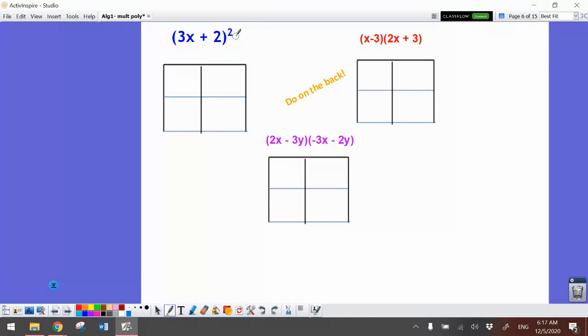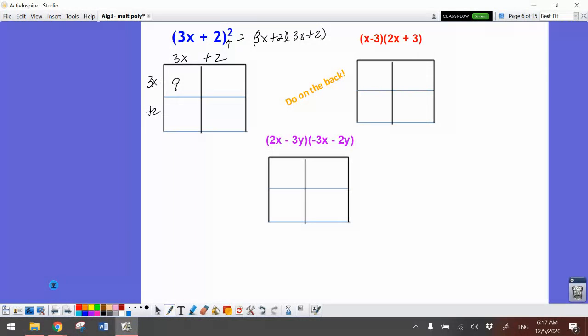So this next one, I want you to see that this is power of 2, and I want you to remember that means there's actually 2 of them. So that would mean I'm multiplying 3x plus 2 times 3x plus 2. That's going to look like this. Okay, so go ahead and hit pause and solve these 3 and then come back and check your answers.